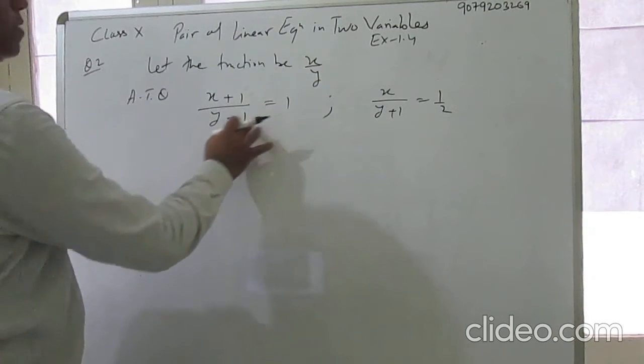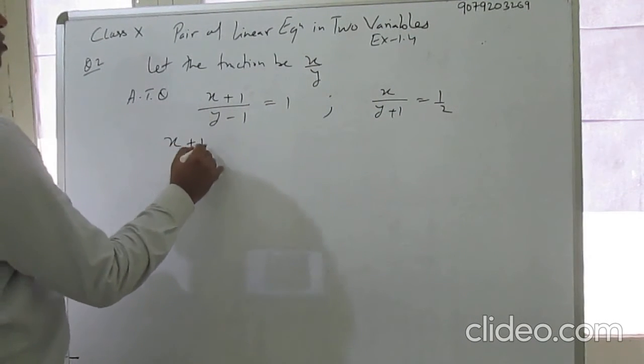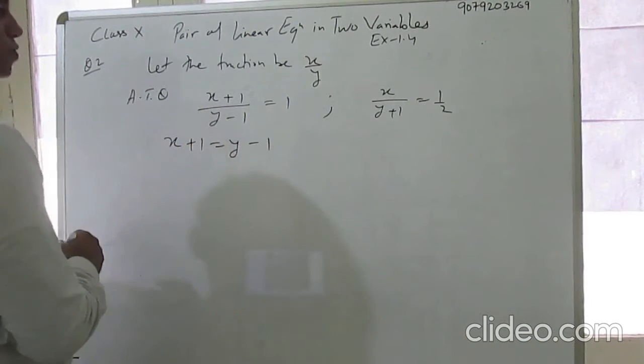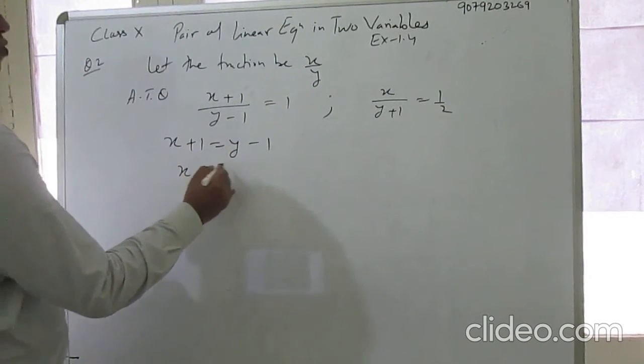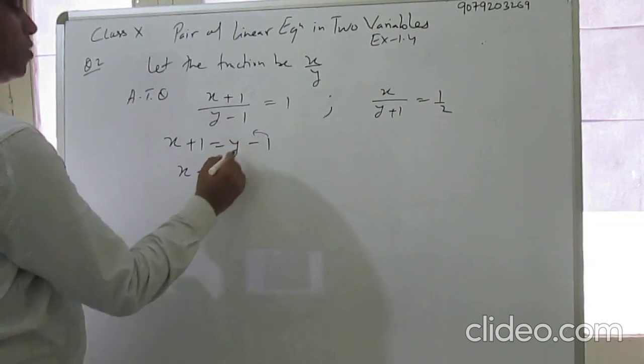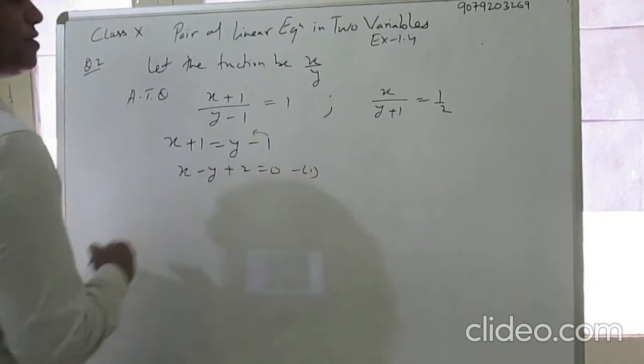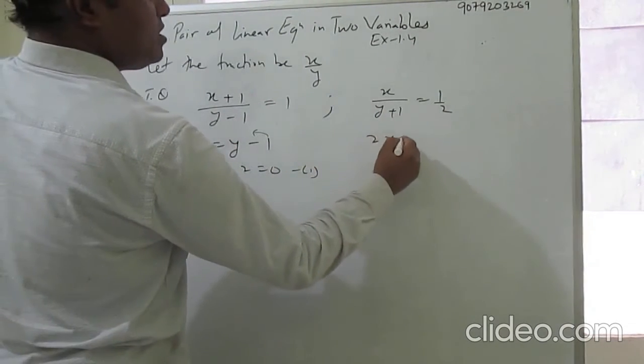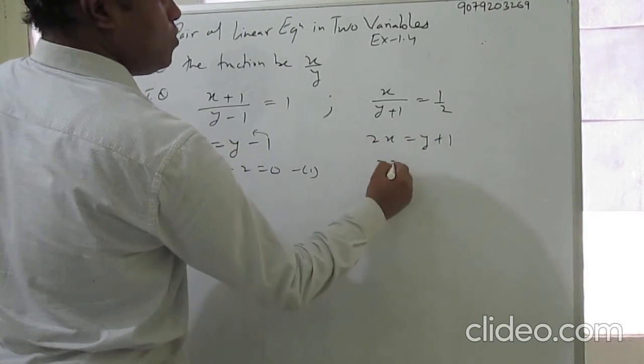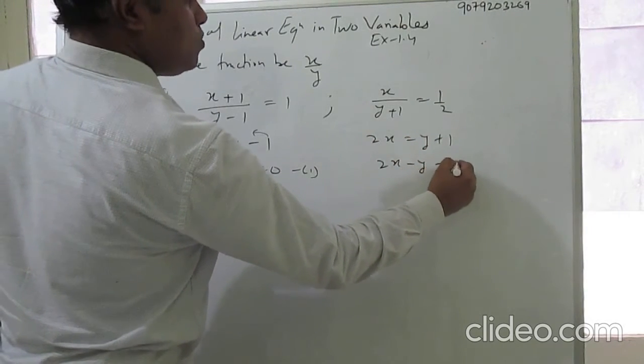Now cross multiply. X plus 1 is equal to y minus 1. X minus y, 1 को इधर ले आएंगे तो it becomes plus 2 is equal to 0. This is your equation 1. 2x is equal to y plus 1. 2x minus y minus 1 is equal to 0.